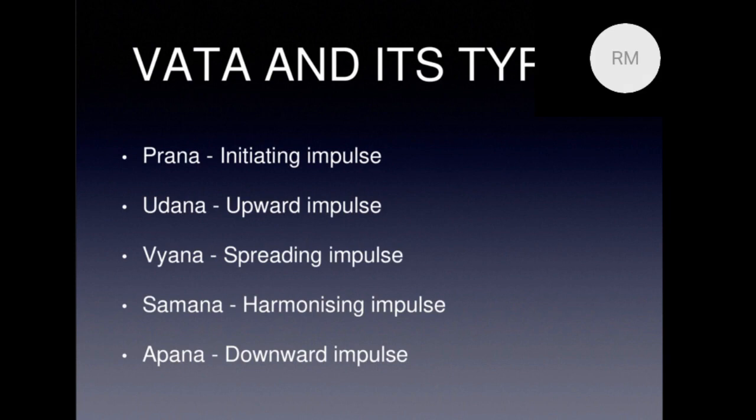That is why I'm asking, has anybody heard of the 5 types of Vata? We already discussed a few of the types of Vata today. We discussed Prana, Vyana, Samana, and also Apana. So the 5 divisions of Vata are Prana, Udana, Vyana, Samana, and Apana.